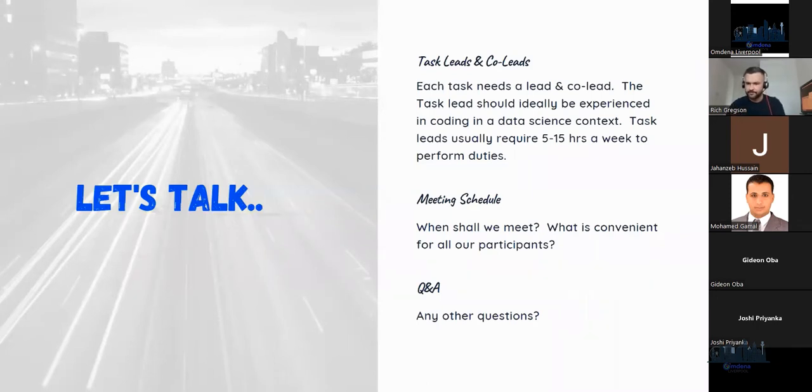And can a person be a co-lead in more than one task? Yes, absolutely. But if we get a lot of applications, it's going to be basically picked on a random number, just to make it fair, that is.